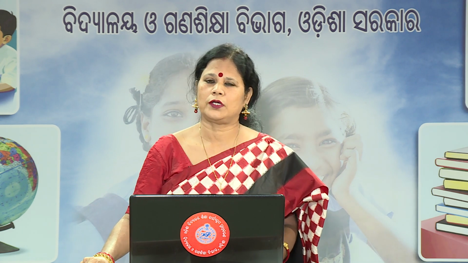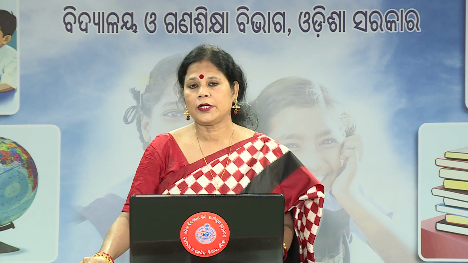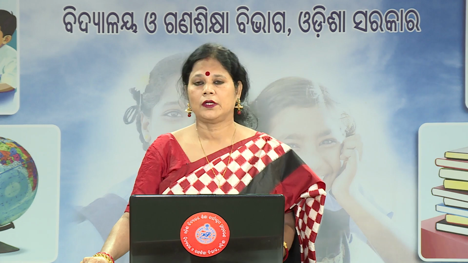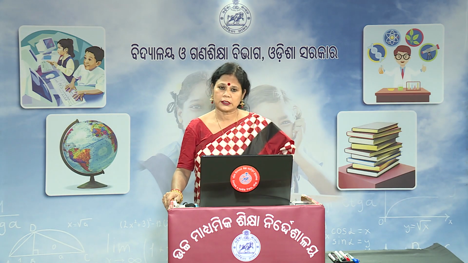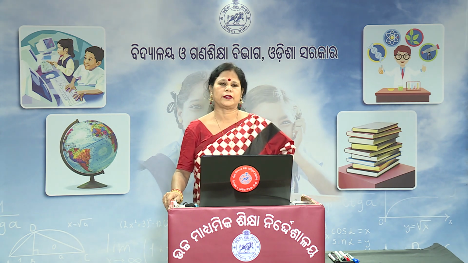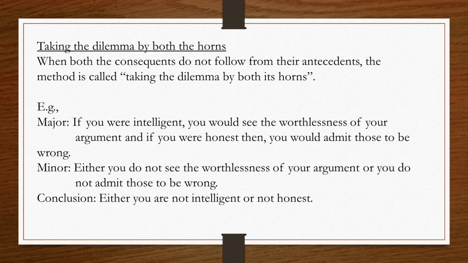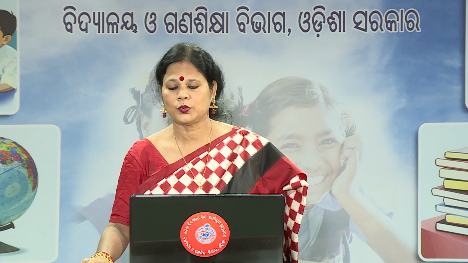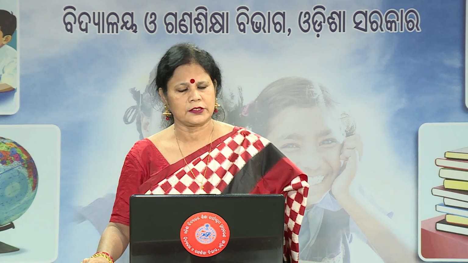Now, let us see what the opponent will say. Opponent will say that yes, this is the dilemma, but your dilemma is a wrong dilemma, because here both the consequents do not follow from their antecedents. How? He will say: first, if you were intelligent, you would see the worthlessness of your argument. If you were intelligent is your antecedent, you would see the worthlessness of your argument is your consequent.